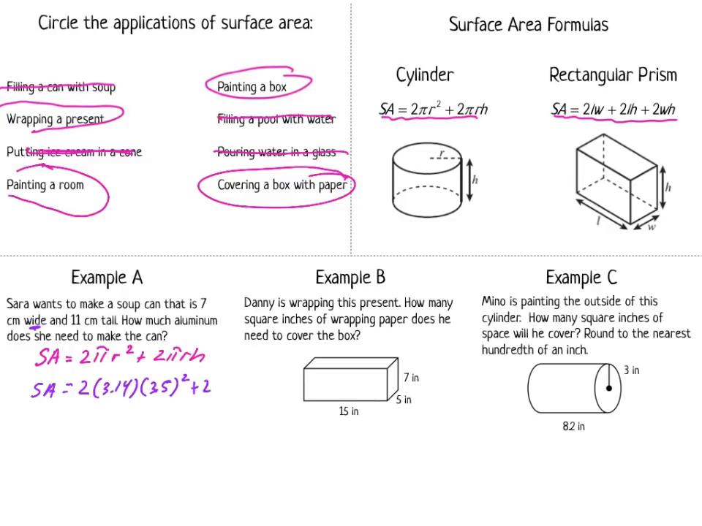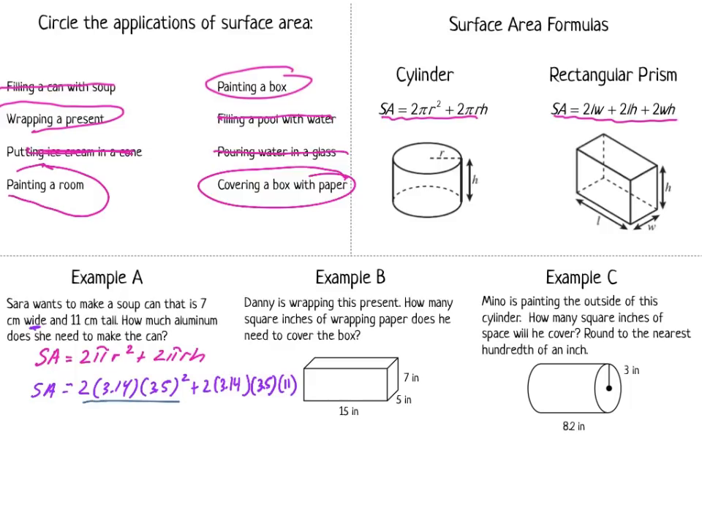Plus 2 times pi, which we said is 3.14, plus our radius, which we know is 3.5, times our height, which is going to be 11. So now that we've got all of our information, we need to do each side of the formula first separately before adding them together, because remember, we need to follow the order of operations. So we're going to be doing all of our multiplication first before we add the two sides.